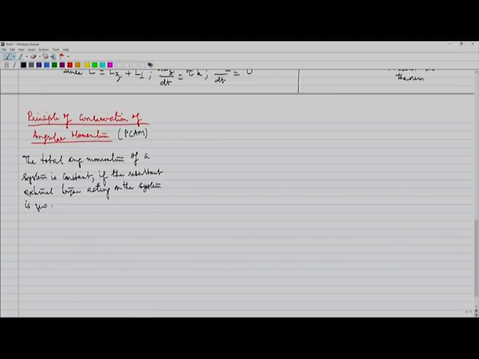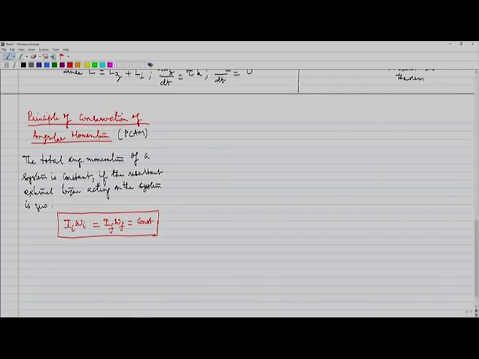Now we are considering symmetric rigid bodies, therefore the initial angular momentum is the same as the final angular momentum, I times omega is equal to a constant. This is a statement of the angular momentum conservation.